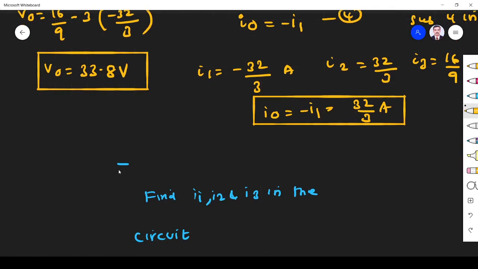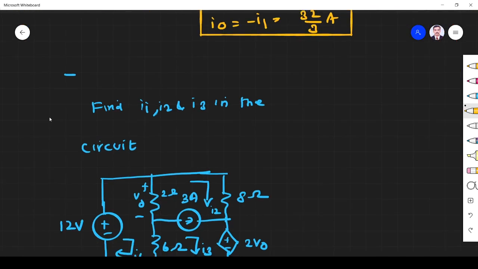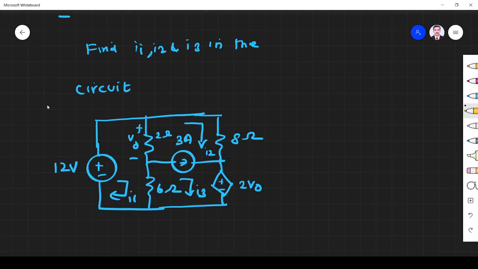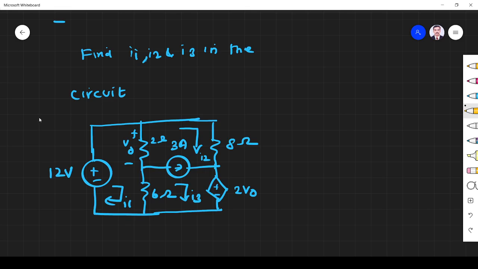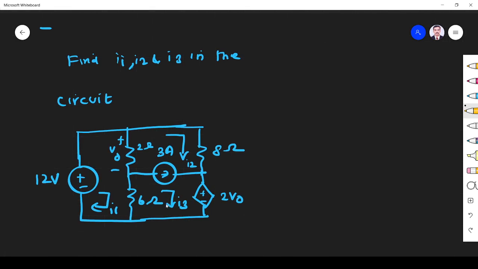Next problem. Find I1, I2, I3 in the circuit. They have directly given the loop currents we have to find. So here you see, we have one current source common between two meshes, so it forms a super mesh. So loop 1, loop 2 and loop 3 form a super mesh.